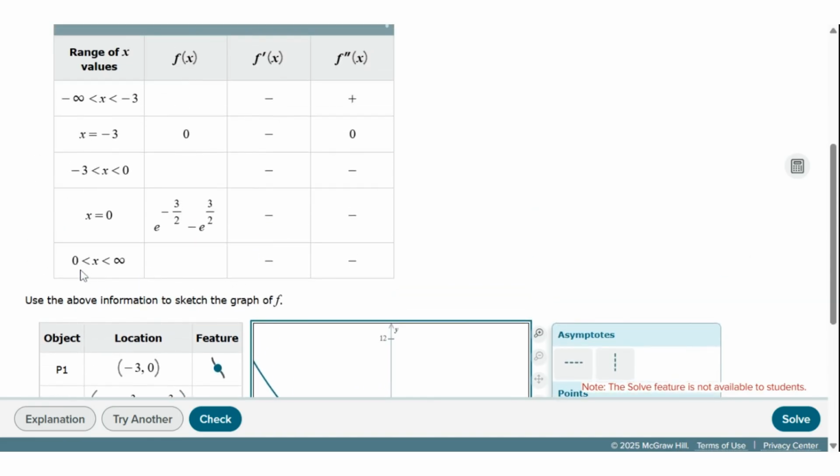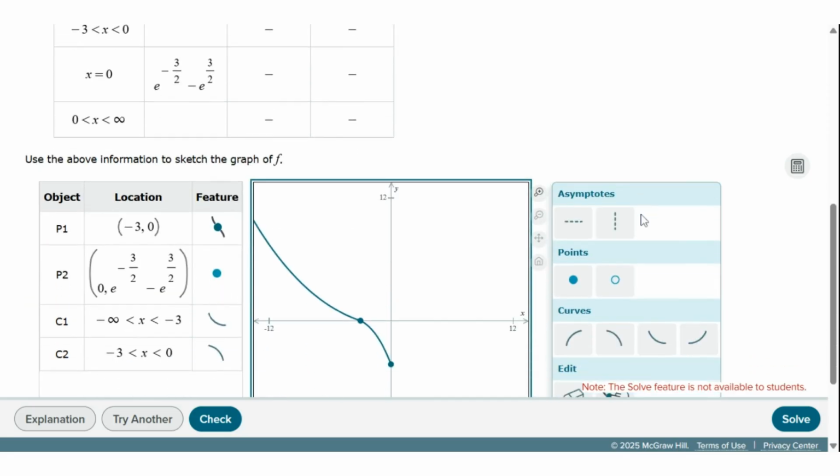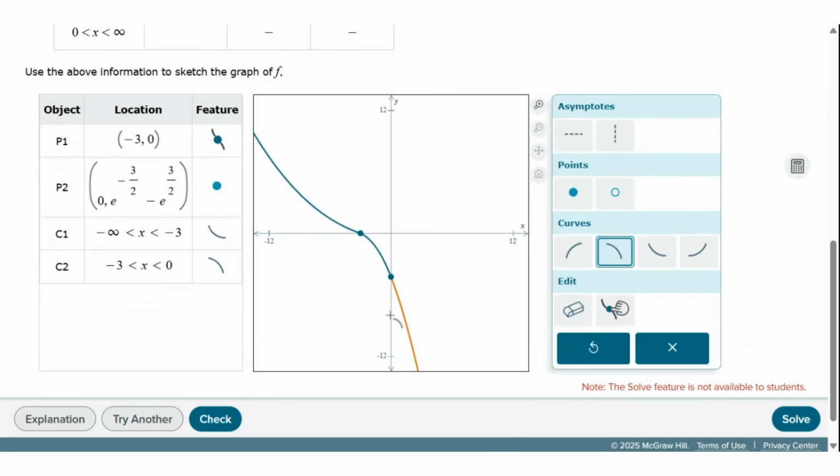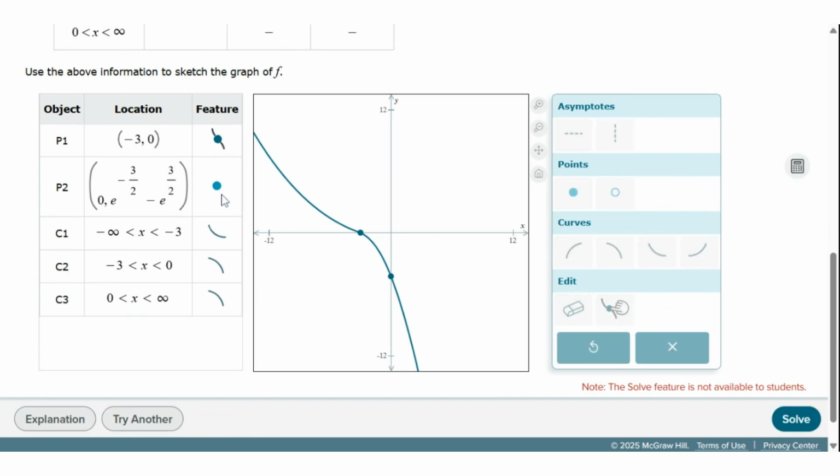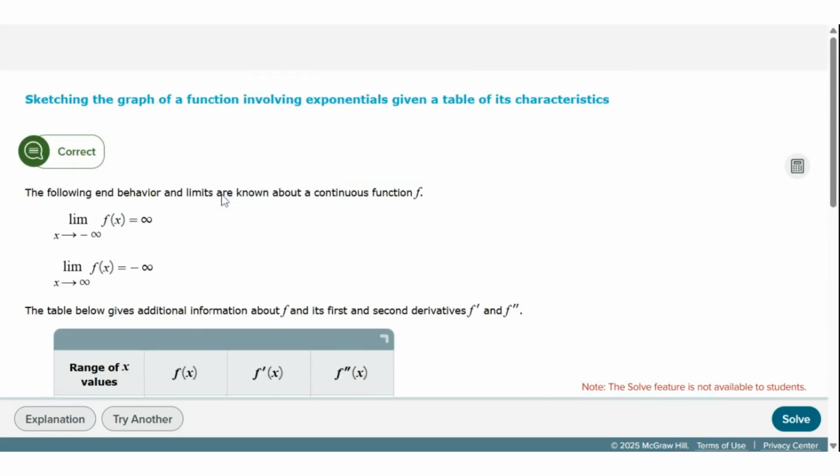So after 0, from 0 all the way out to infinity, it continues with a negative slope and concave down. So negative slope, concave down, and there's our thing. And as we imagined, it comes from the top left and goes down to the lower right. So this all looks good. Let's check it out and see if we got it right. And there it is. So that's a little bit of work sketching the graph of a function that has exponentials.